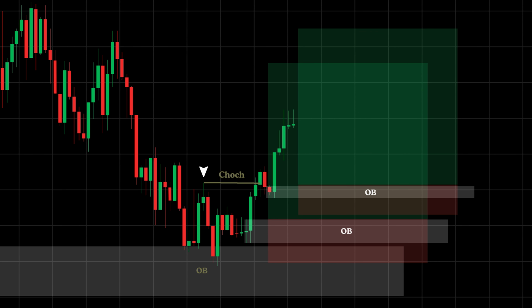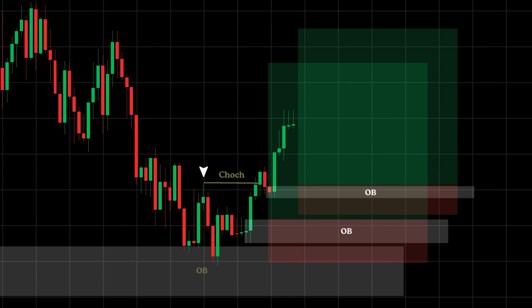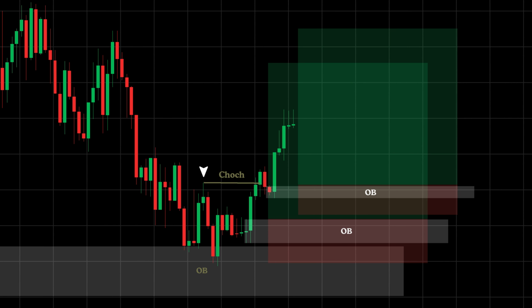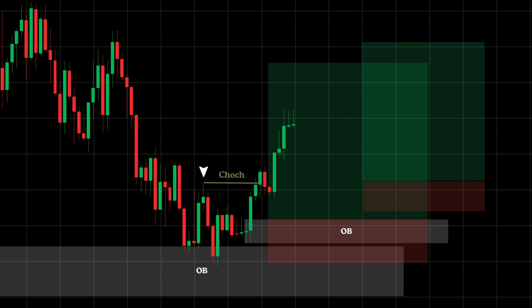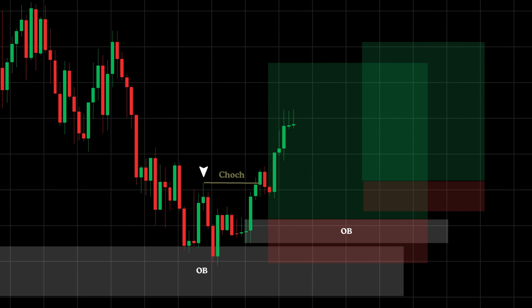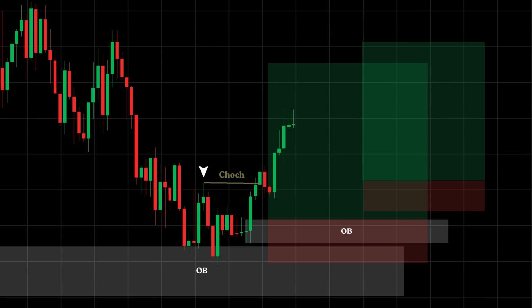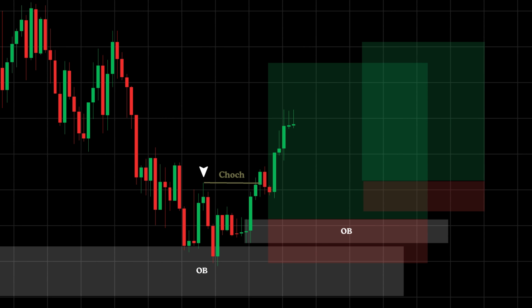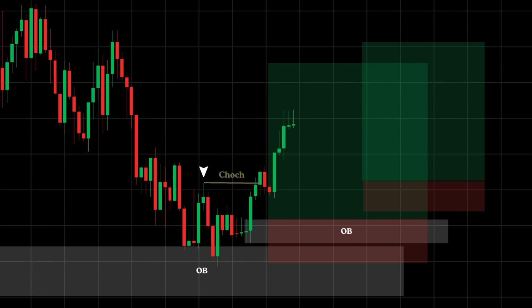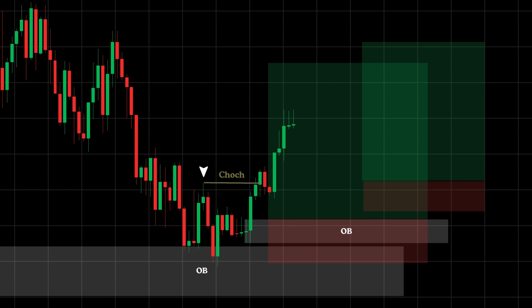This method is important because a pullback to the first order block is not always guaranteed. Sometimes, price only reacts to the second order block before continuing higher. In the worst case scenario, price could drop and hit both stop losses, which is why we always trade with reduced risk. Let's see what happens.